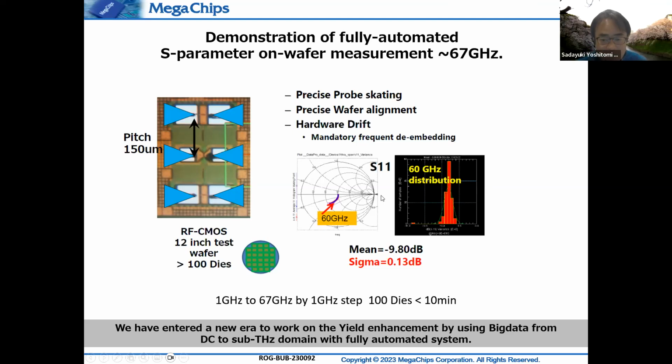And if we look at the standard deviation of S11, the value is 0.13 dB. It's really good, using this kind of challenging test pattern for the auto measurement up to 60 gigahertz. And this is a rough estimation of the time duration needed for this measurement. I wrote down it's less than 10 minutes, but it's only a few minutes to complete this measurement.